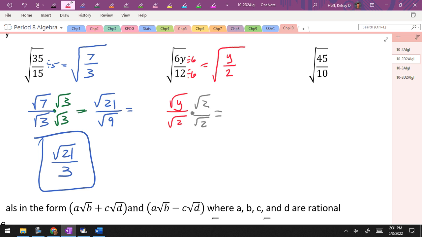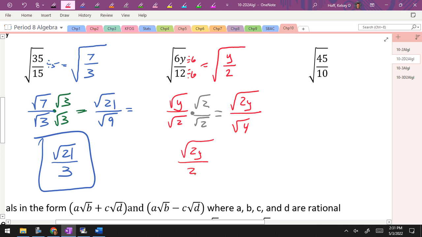On the top, I end up with the square root of 2y. On the bottom, technically the square root of 4, which then really simplifies to be 2. Can I simplify the 2's? No. The one on the top is in a square root. The one on the bottom is not. Try that last one on your own.